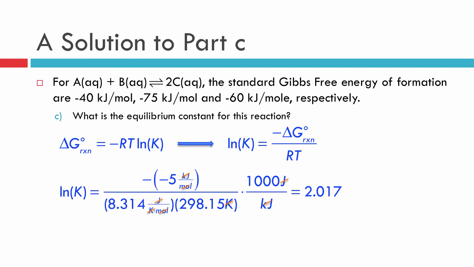That's because when I raise something to the e, or I take the natural log of it, it can't have any units. So to undo this natural log of K, I have to take e to both sides. And when I do that, I find an equilibrium constant of 7.5. As we see here, since the equilibrium constant is greater than 1, this reaction at equilibrium prefers the products. There we go.